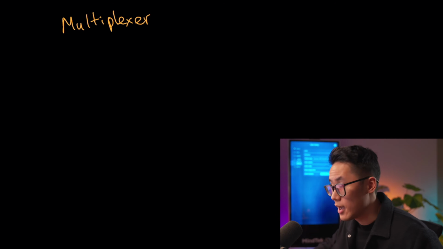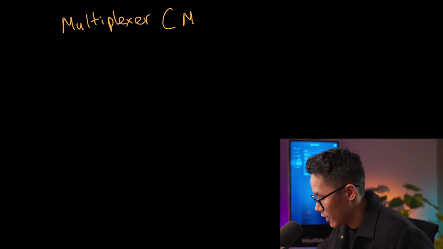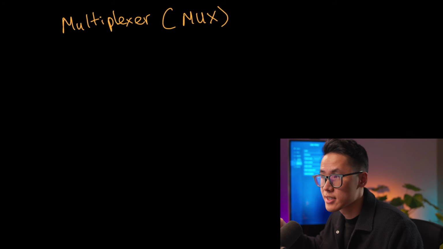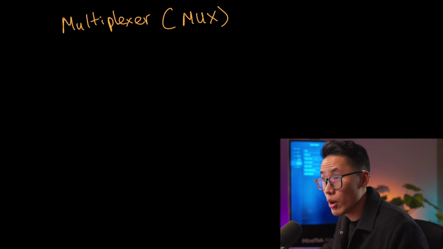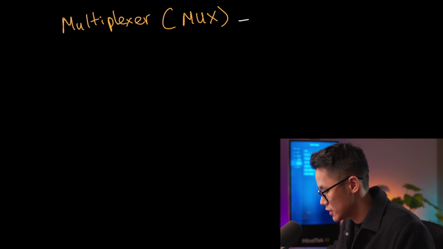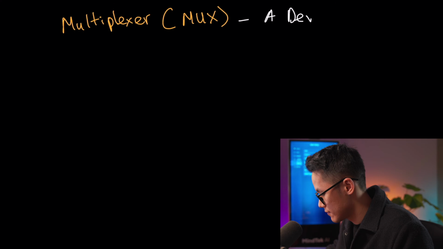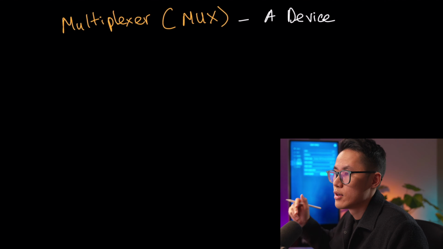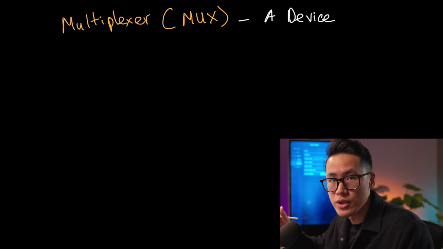Now, let's talk about the multiplexer. So what is a multiplexer? First of all, multiplexer. And people normally use MUX for it. So in many software you can see the MUX, and MUX stands for multiplexer. And this is an actual physical device. So this is a device. And the purpose of a MUX is to control which input will be forwarded to the output.